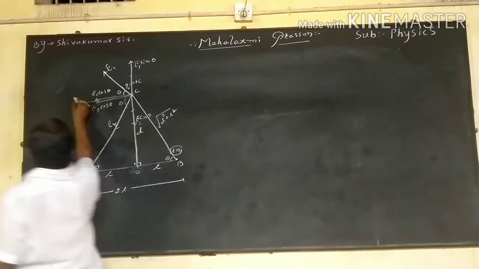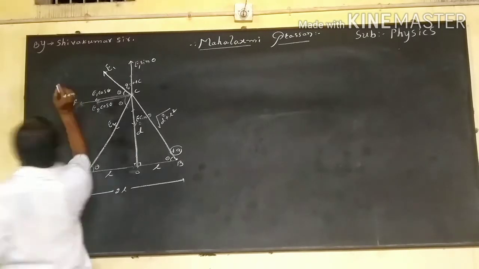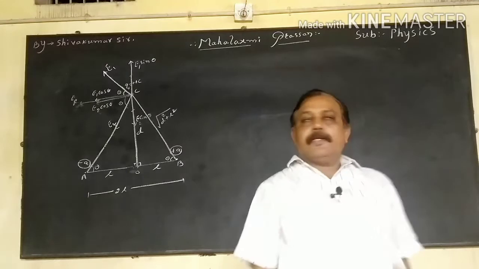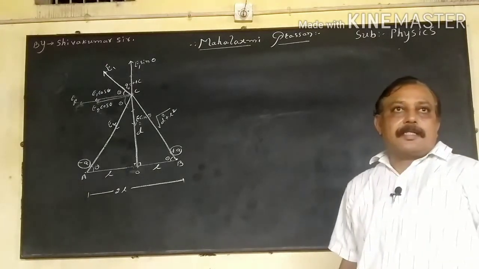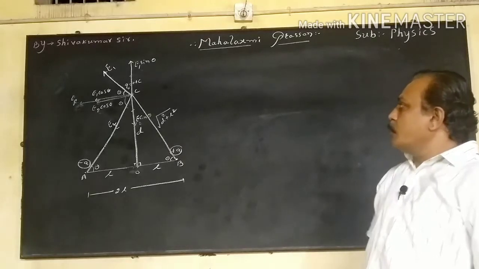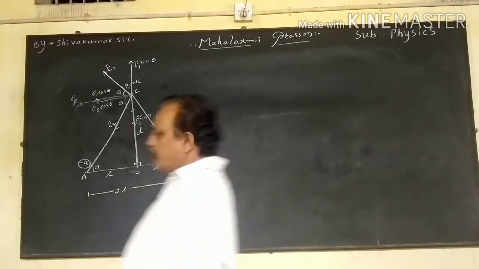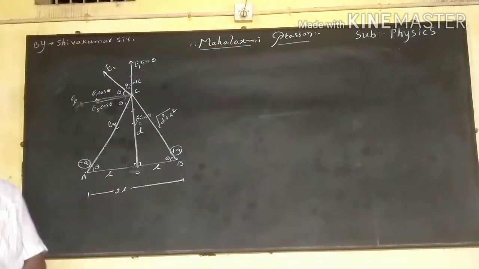I call this ER. When two vectors are in the same direction, the resultant is the sum of their magnitudes. Here E1 cos theta and E2 cos theta are in the same direction. Hence their resultant electric intensity ER equals the sum of their magnitudes, that is E1 cos theta plus E2 cos theta. Now this is our figure, just to glance at the figure.